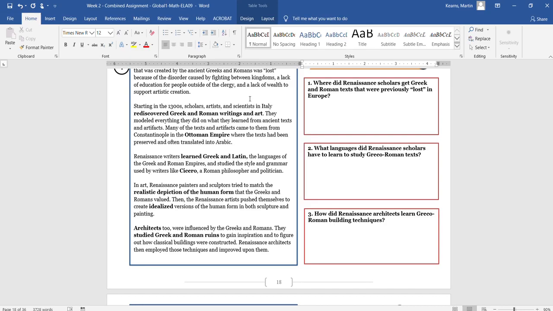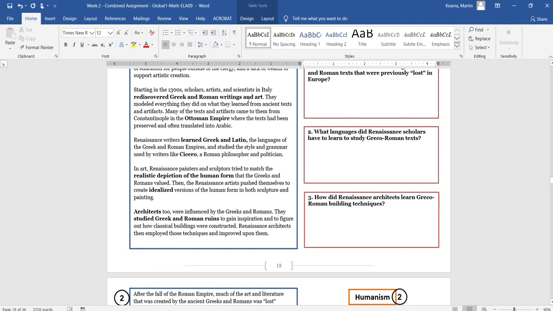Renaissance writers learned Greek and Latin, the languages of the Greek and Roman empires, and studied the style and grammar used by writers like Cicero, a Roman philosopher and politician. In art, Renaissance painters and sculptors tried to match the realistic depiction of the human form that the Greeks and Romans valued. Then the Renaissance artists pushed themselves to create idealized versions of the human form in both sculpture and painting. Architects, too, were influenced by the Greeks and Romans. They studied Greek and Roman ruins to gain inspiration and to figure out how classical buildings were constructed. Renaissance architects then employed these techniques to improve upon them.